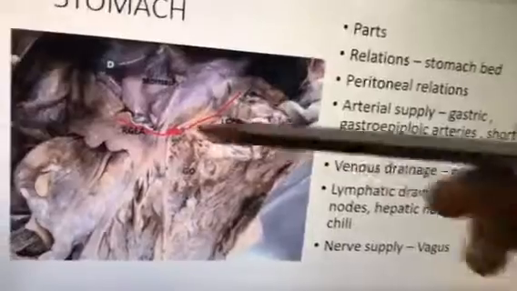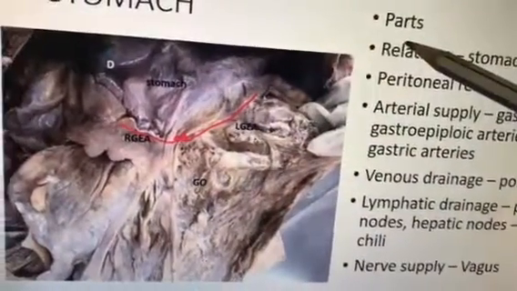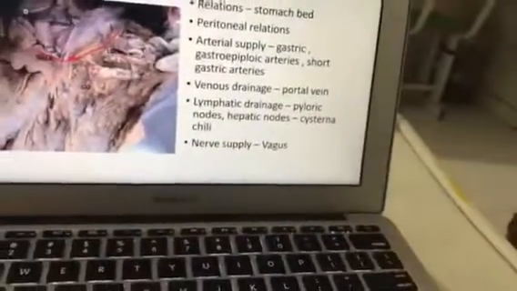And the next thing is, for example, we'll start with the parts of the stomach. For this you need to know how to draw. So how to draw the stomach? First the student should draw like this. This is on the left side, this is the cardiac end, and here you have to draw the pyloric end. So the student should know where the cardiac end is.